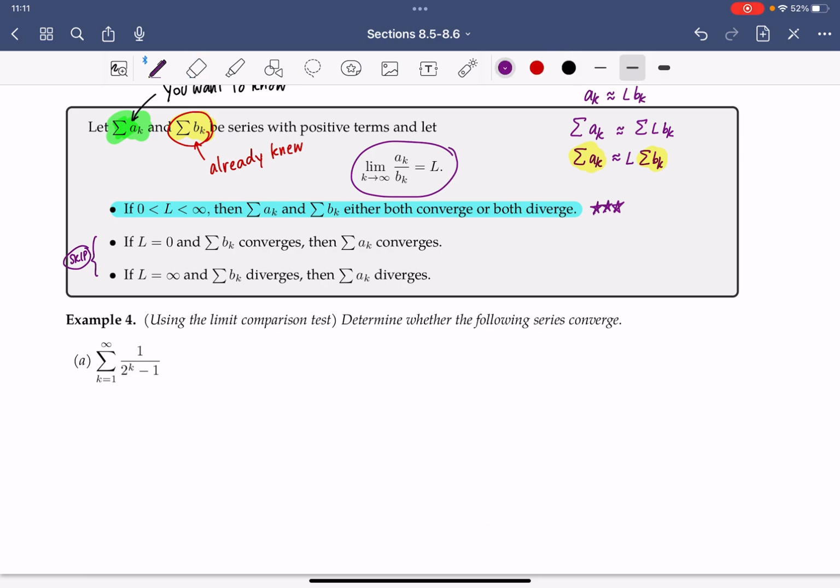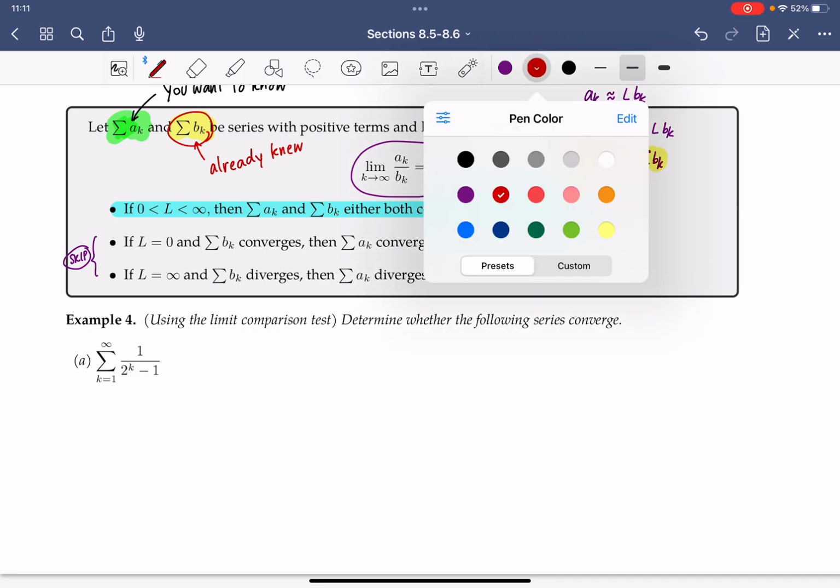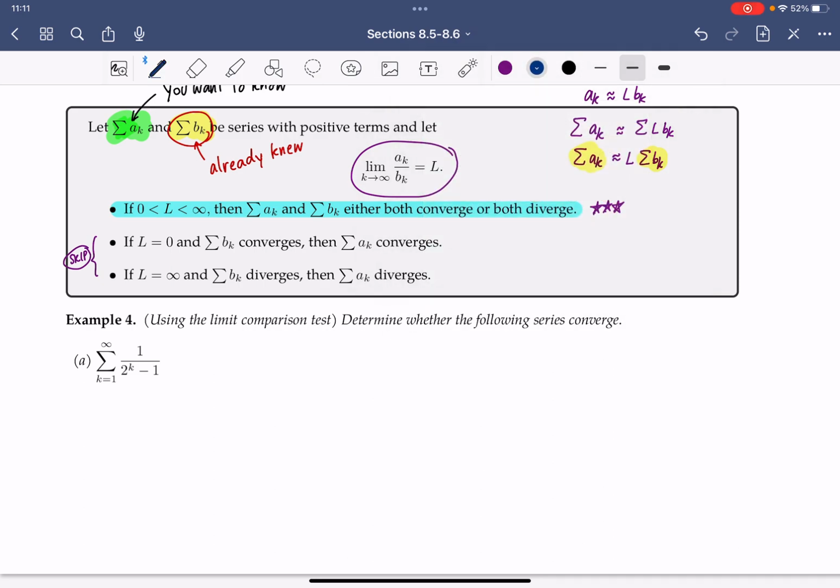So what we're going to do here is, everyone take a look at this question, because we're going to let AK be 1 over 2 to the k minus 1. And then we start by picking a BK that is smart enough. We're going to pick BK to be 1 over 2 to the k, similar to AK. And then we take the limit of A subscript k over B subscript k.